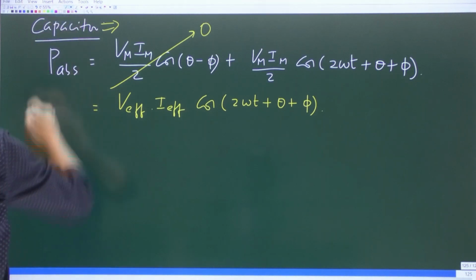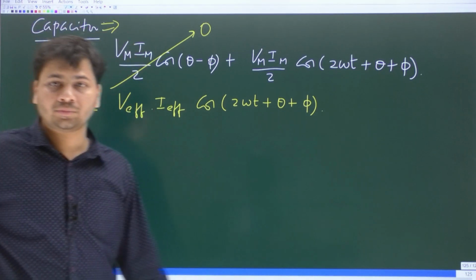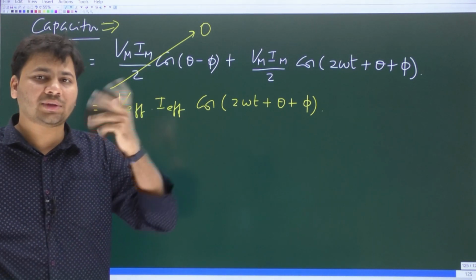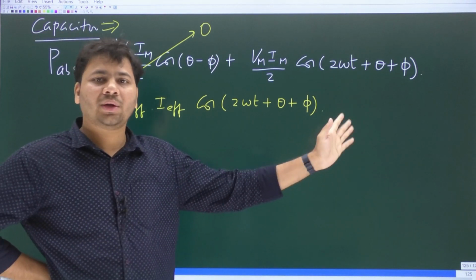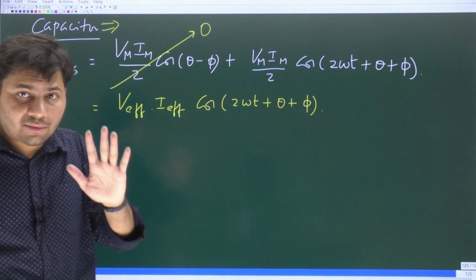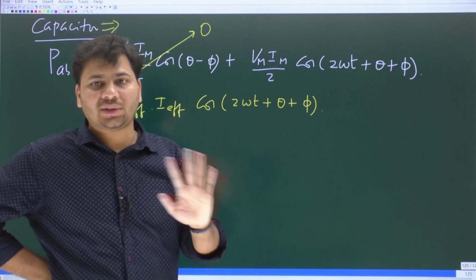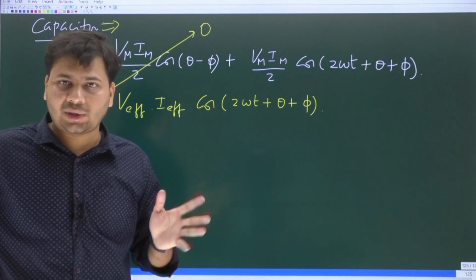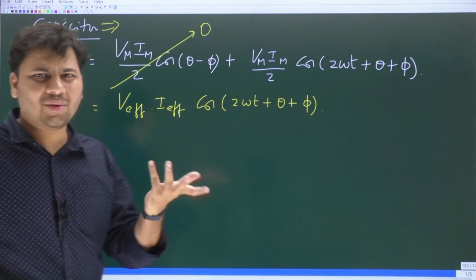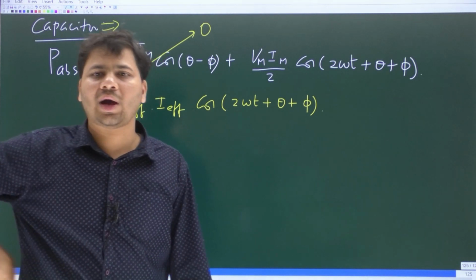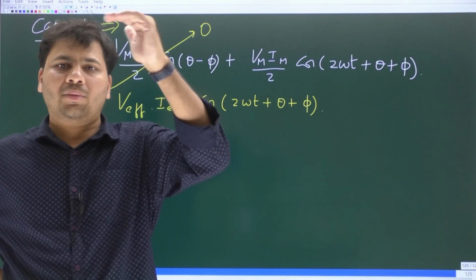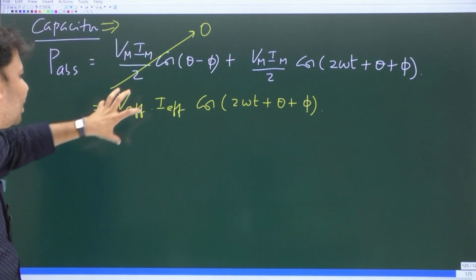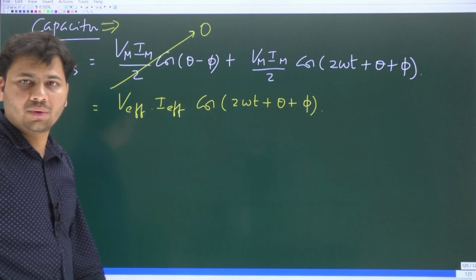So is it not a sinusoidal function? Power absorbed by a capacitor is a pure sinusoidal function. It means you won't have any extra DC term. Any pure sine function will simply oscillate sinusoidally between plus Vp and minus Vp. You understood? For this sinusoidal function, the amplitude is V effective into I effective.